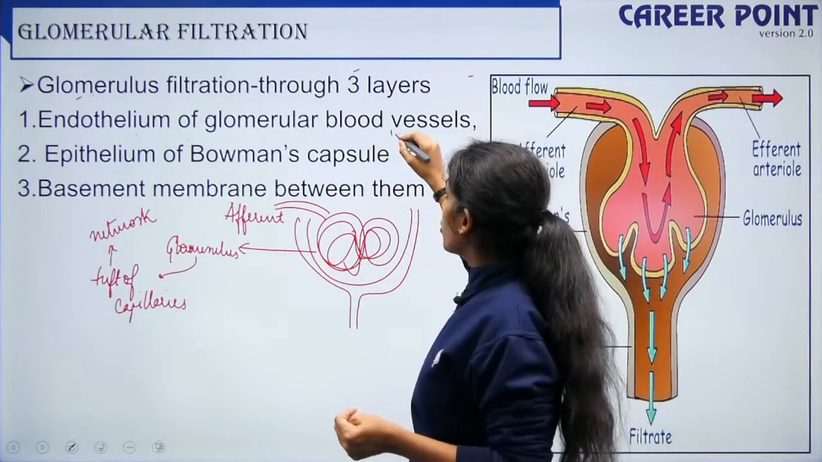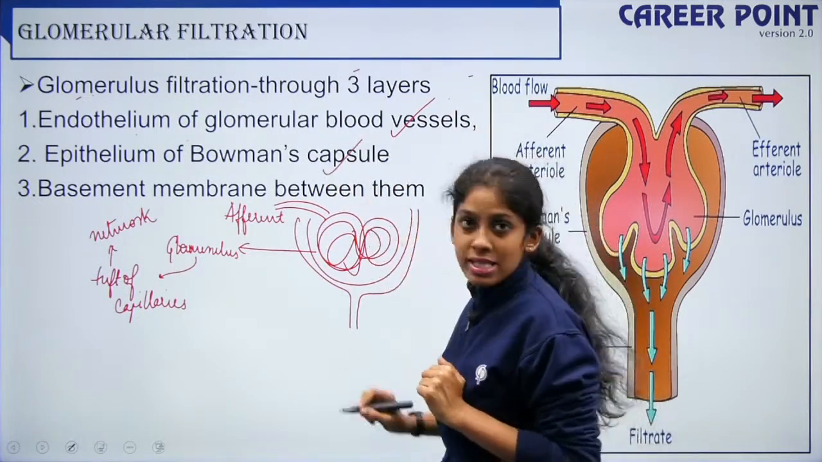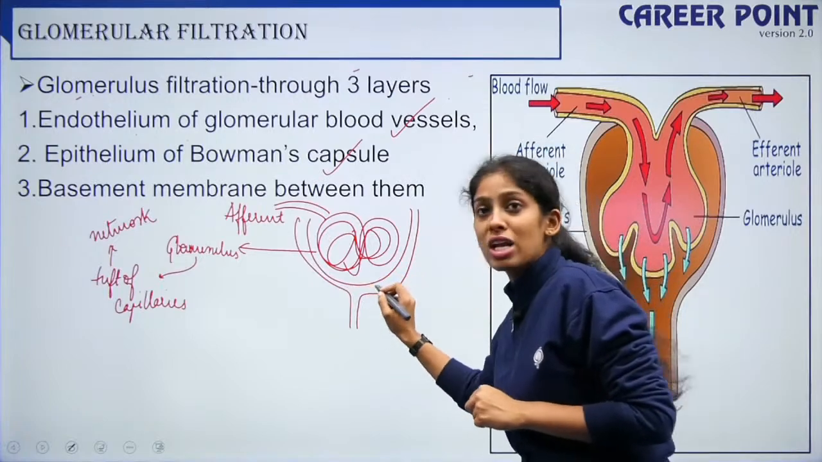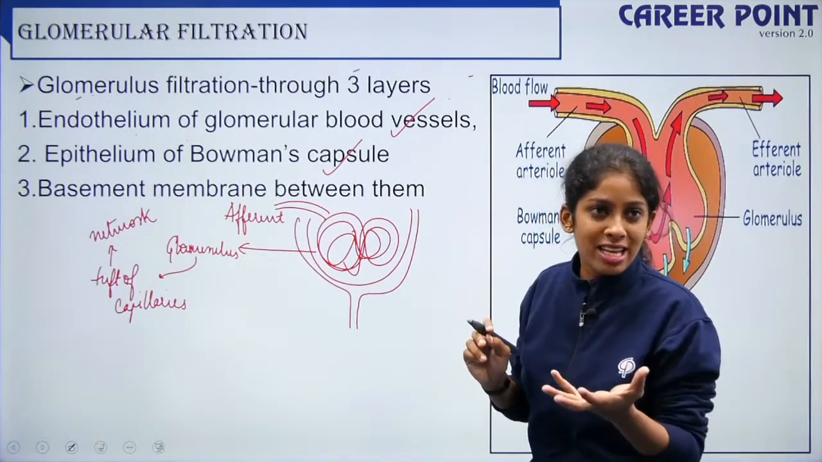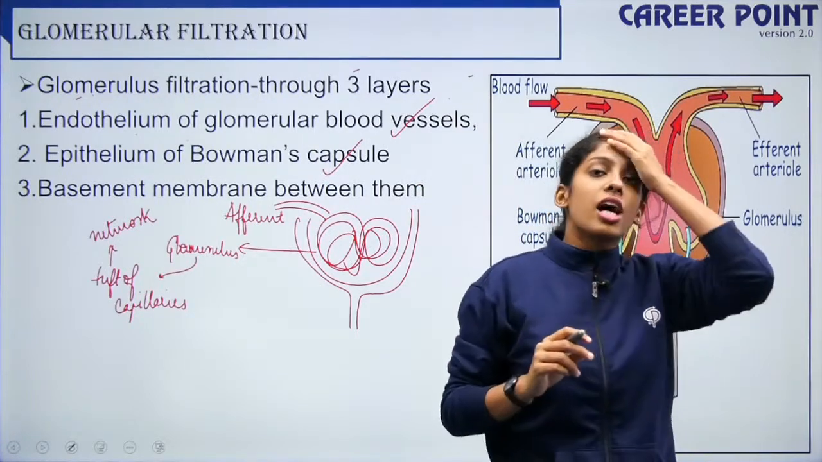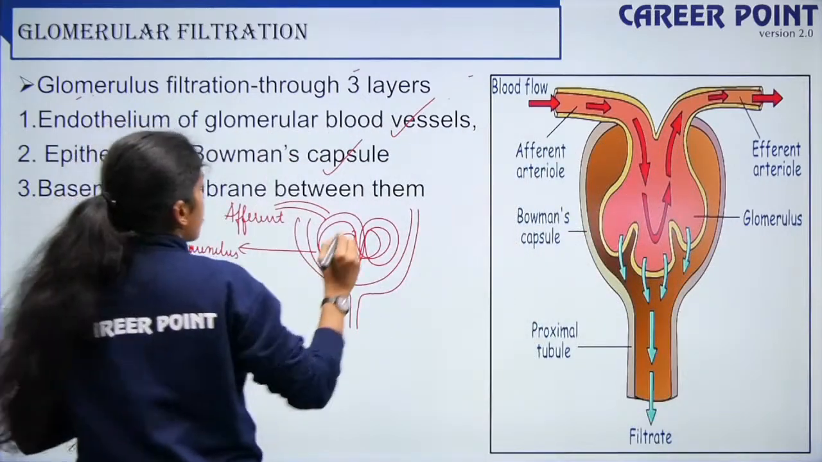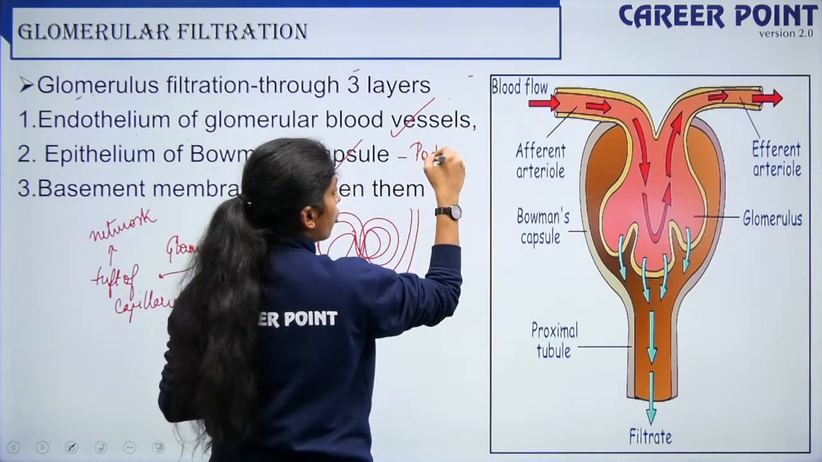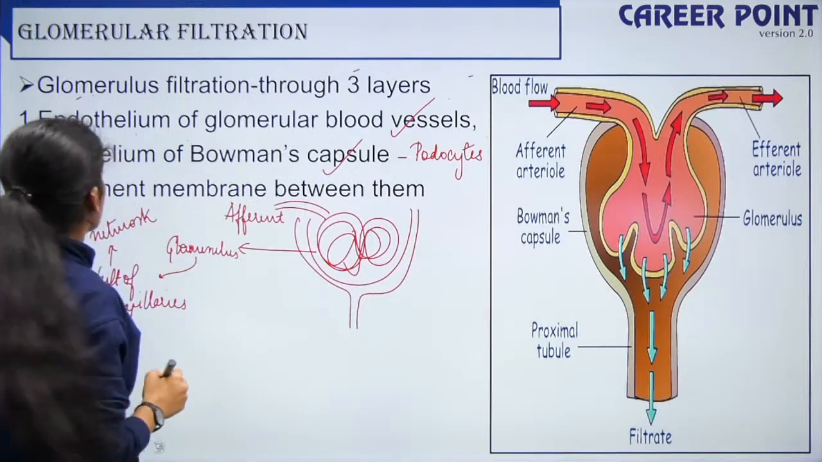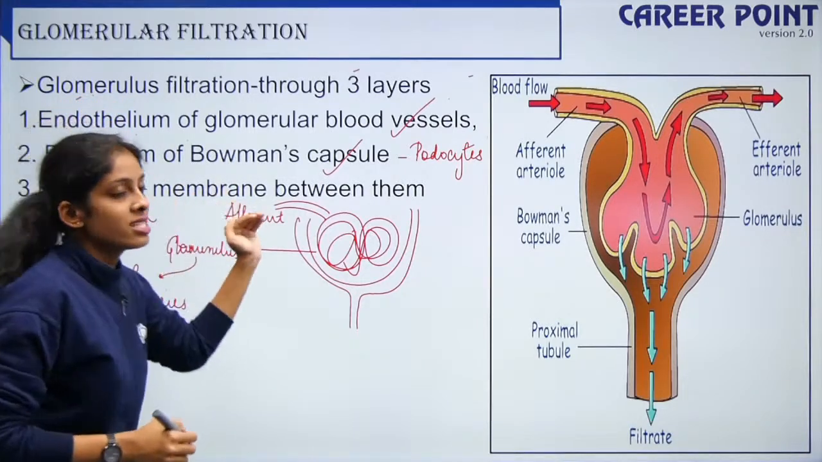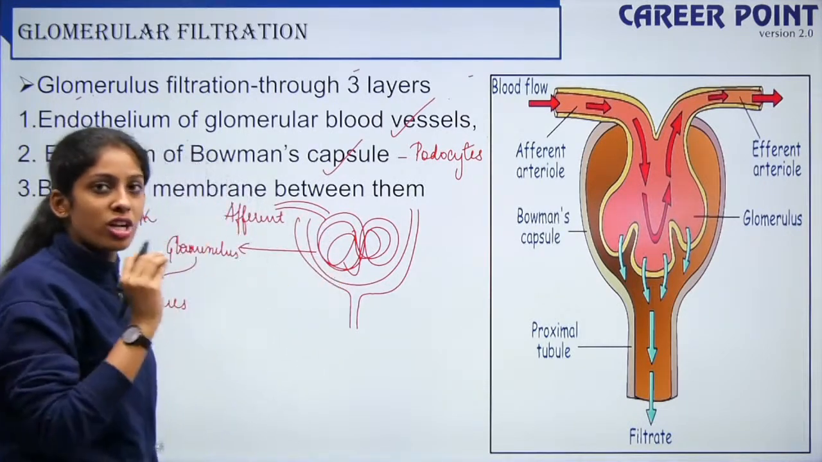So the first one is the endothelium of the glomerular blood vessel, that is here. Then the epithelium of the Bowman's capsule. The Bowman's capsule is also lined by epithelial cells. And in between these two there is a basement membrane. So all these 3 layers are going to take part in the process of glomerular filtration. The epithelium of the Bowman's capsule is known as the podocytes. Fine. So these are the 3 membranes that are going to get involved in filtration.